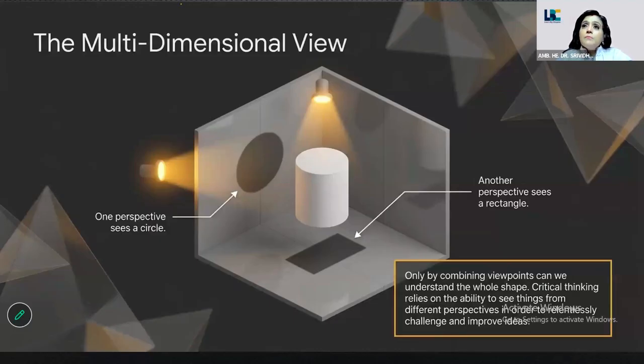We have gone through this again, so I'm going to skip that, I'm sorry, but they will give you the presentation with a multi-dimensional view. Our perspective sees the shape as a circle, but another perspective sees it as a rectangle. This is how combining viewpoints, taking reviews from everybody, lets us understand the whole shape. Critical thinking relies on the ability to see things from different perspectives in order to relentlessly challenge and improve their ideas.